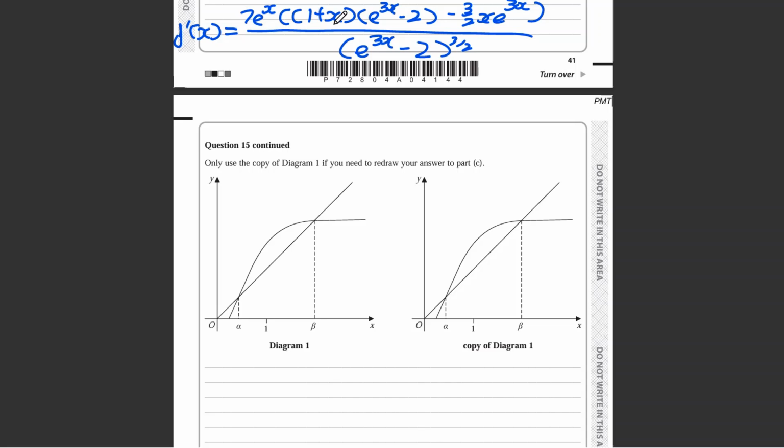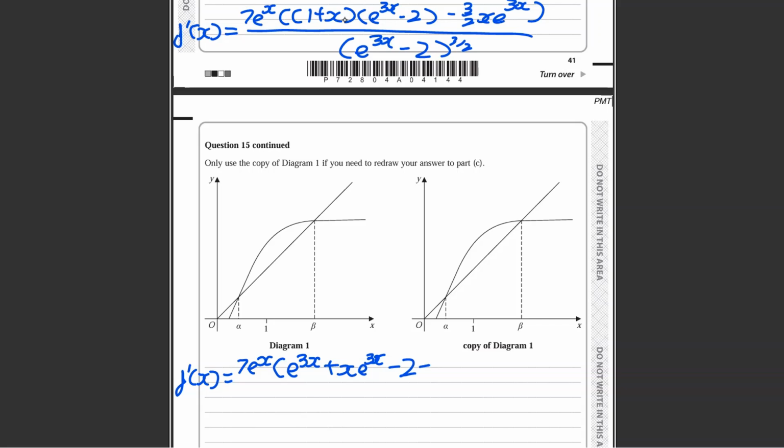Okay, so if we expand this bracket here, we get f dash of x is equal to 7e to the power of x, and then it's going to be e to the power of 3x plus x e to the power of 3x minus 2 minus 2x, and then at the end we've still got this minus 3 over 2x e to the power of 3x, and all of this is over e to the power of 3x minus 2 to the power of 3 over 2.